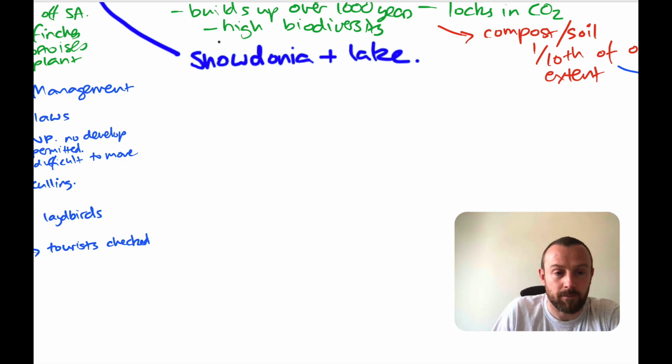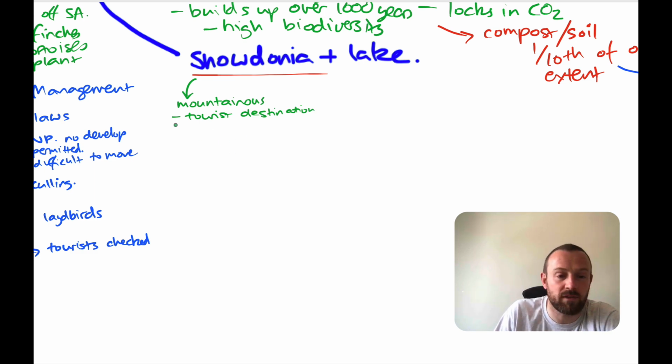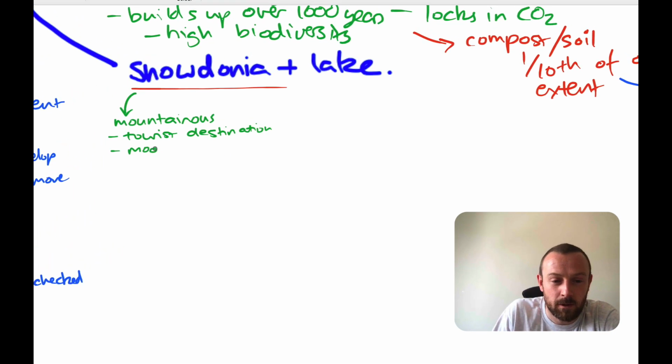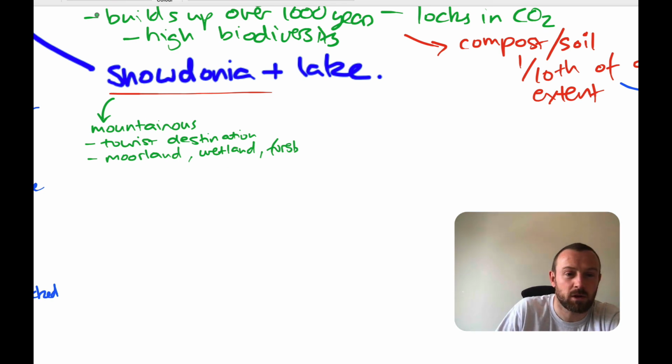Okay, first of all, Snowdonia. Let's look at this one. Snowdonia, mountainous. It's a tourist destination, okay? Mount Snowdon is a tourist destination. Thousands of people climb it every year. It contains a patchwork of habitats. There's moorland, there's wetland, there's forests, etc. Okay, so what are the problems?